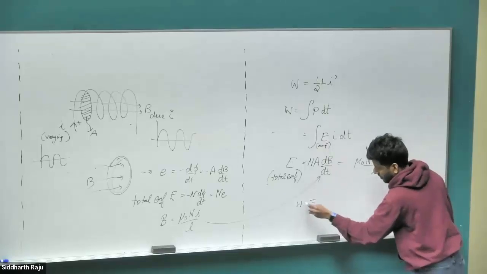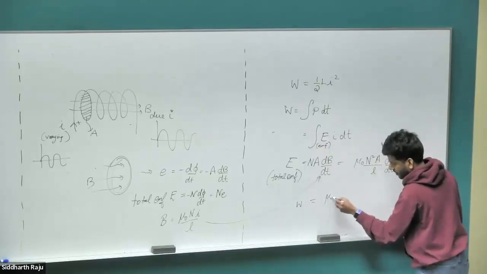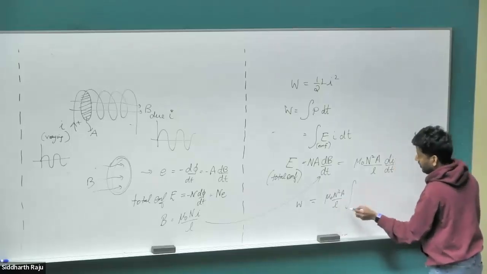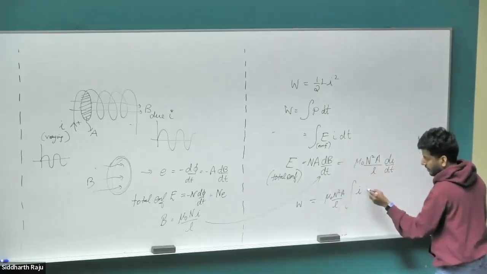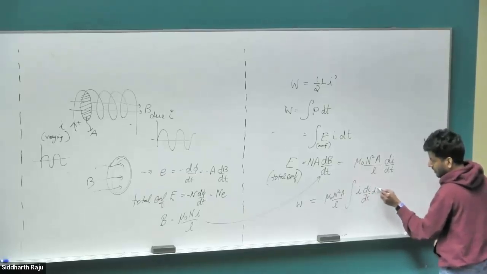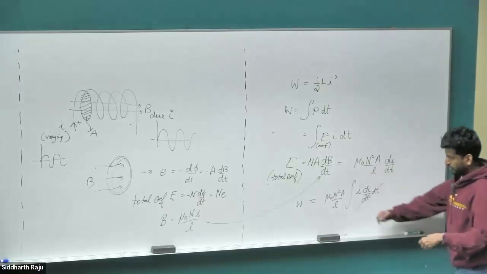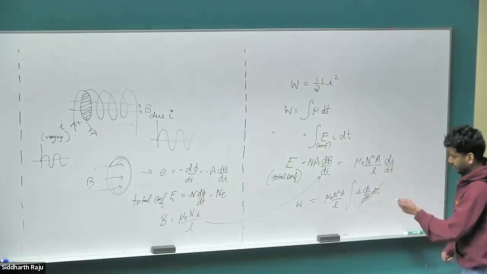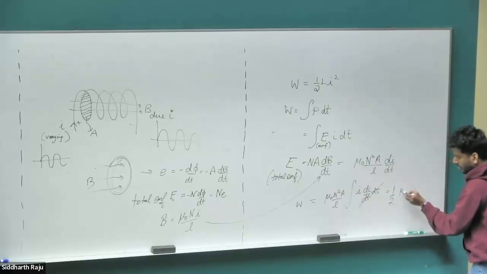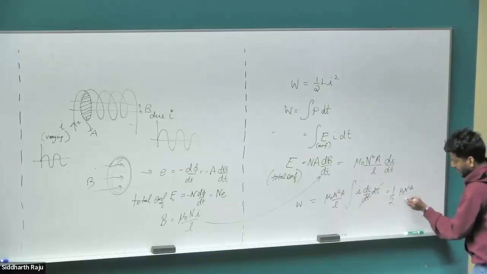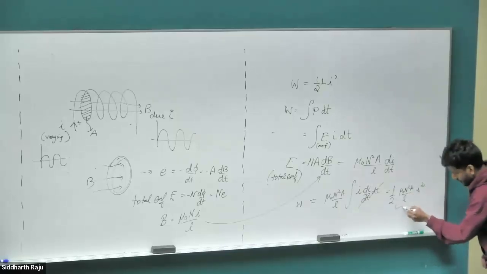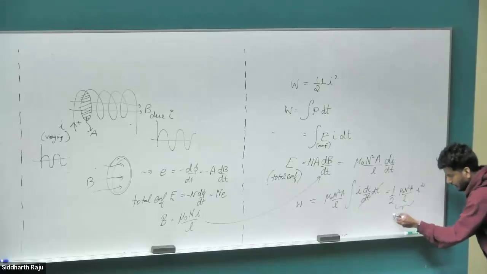So our energy is going to be equal to mu naught n square A divided by L times integral I times this di by dt term times dt. So what we are left with is integral I di, which is just going to be I square by 2. So we have 1 by 2 mu naught n square A divided by L times I square. This term we are going to define as our inductance.